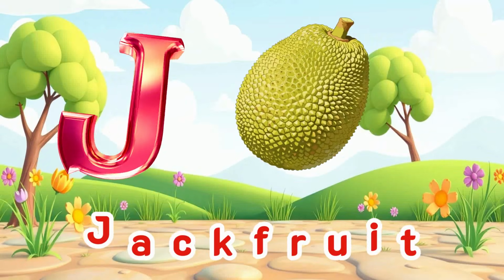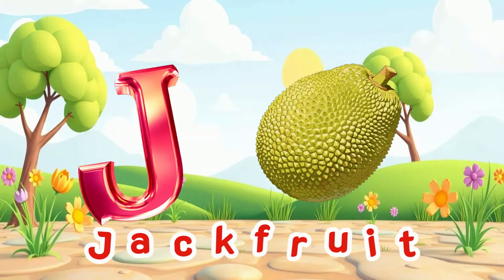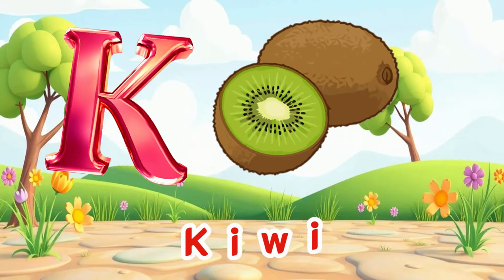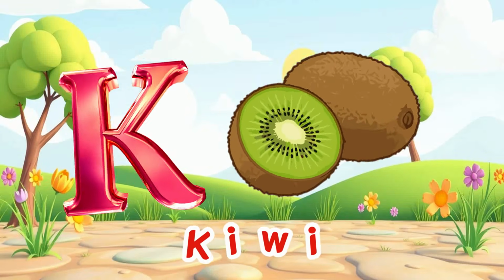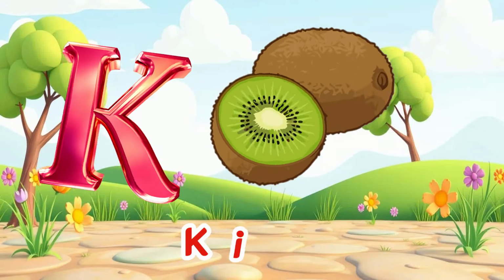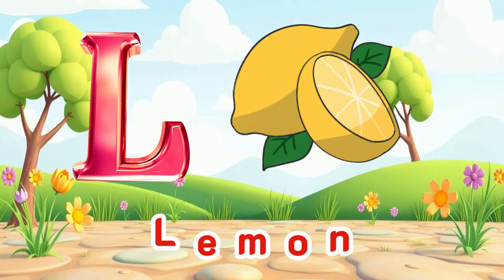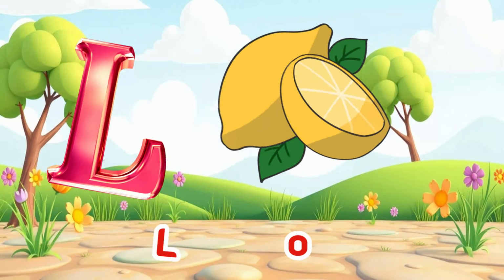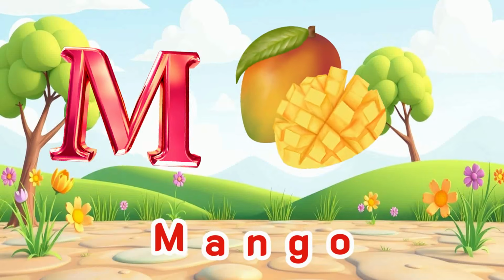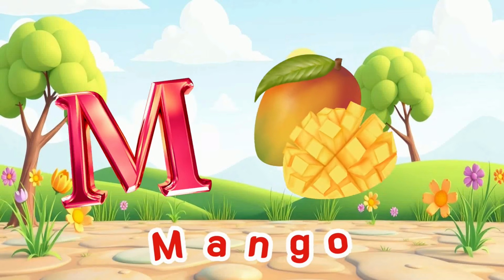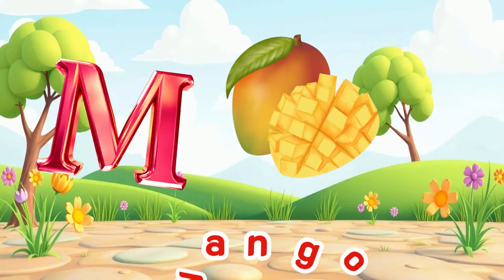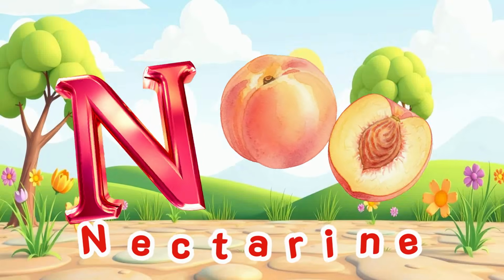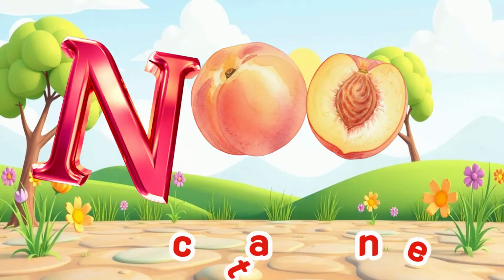J is for jackfruit. Jackfruit. K is for kiwi. Kiwi. L is for lemon. Lemon. M is for mango. Mango. N is for nectarine. Nectarine.